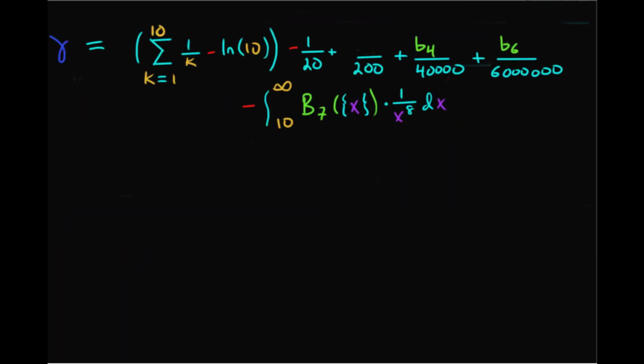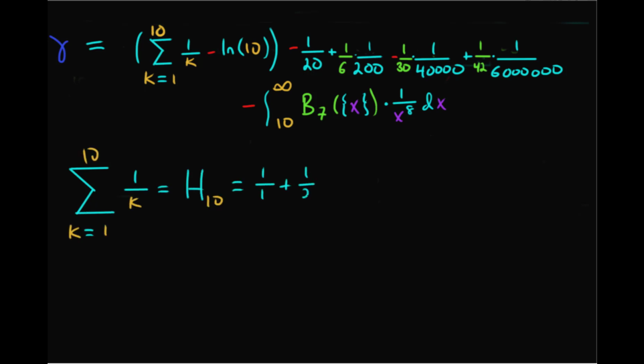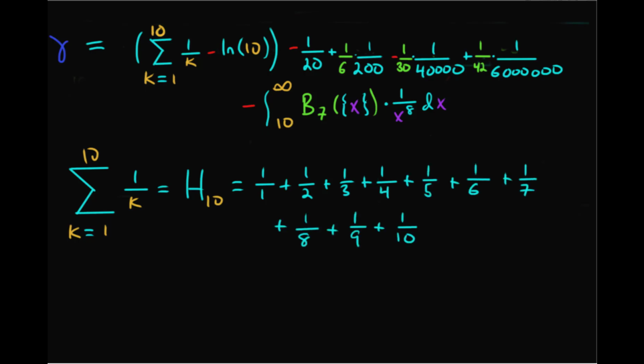And now we're ready to actually compute gamma. So I'm going to plug in the actual values for the Bernoulli numbers in this formula. B sub 2 is 1/6, B sub 4 is negative 1 over 30, and B sub 6 is 1 over 42. And I can manually compute the 10th partial sum of the harmonic series. That's also called the 10th harmonic number, h sub 10. That just equals 1 over 1 plus 1 over 2 plus 1 over 3, etc., all the way up to plus 1 over 10. And that equals about 2.92896825381.